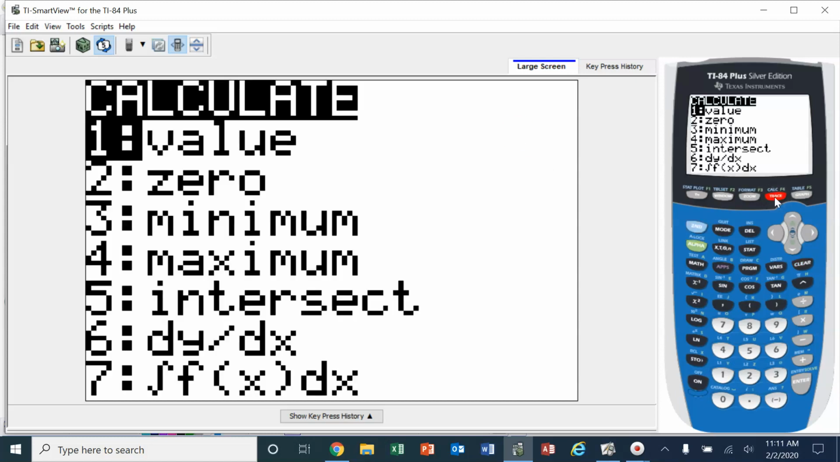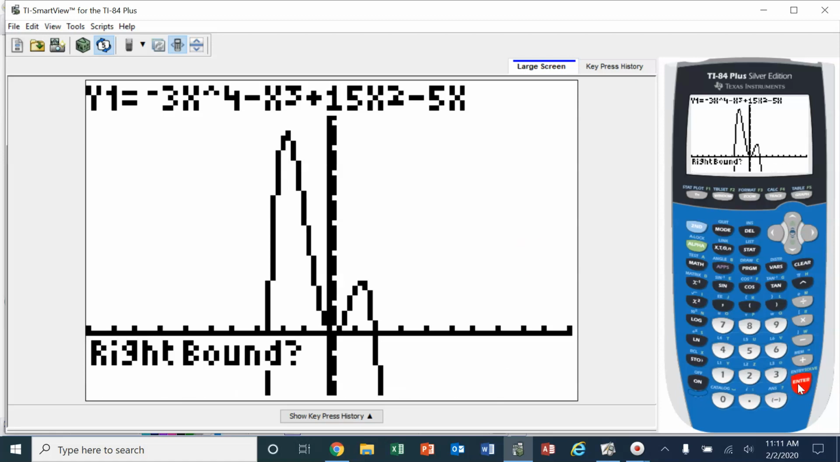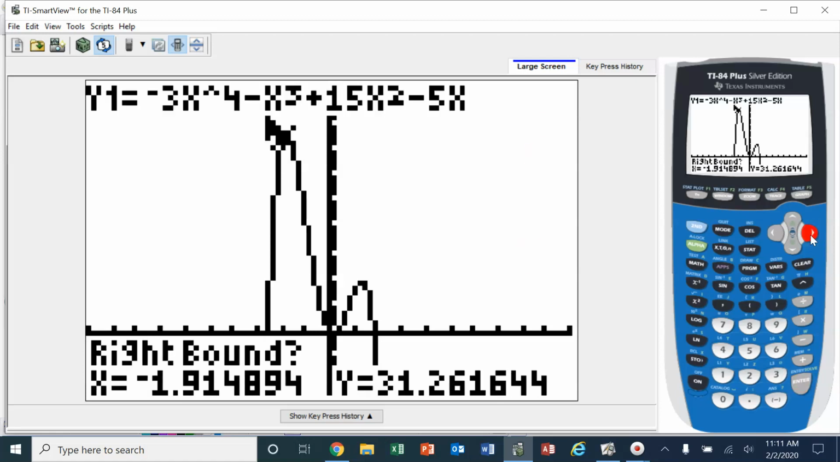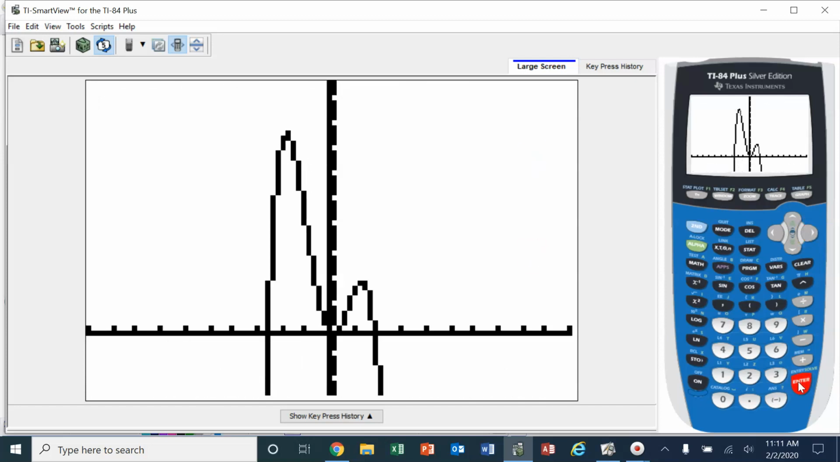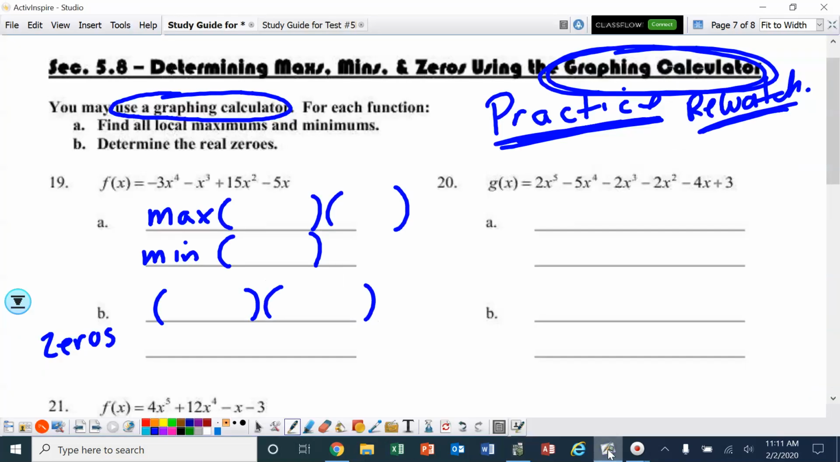All right. So let's go ahead and start again. This time make sure I'm on the left side, the left side of the maximum. Hit enter once. Move to the right side. Make sure you're all the way on the right side. Hit enter twice. All right, so there's that maximum. So let's write that down. Negative 1.78, comma 31.95.